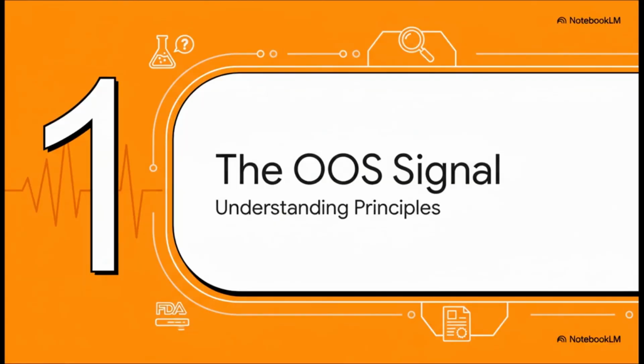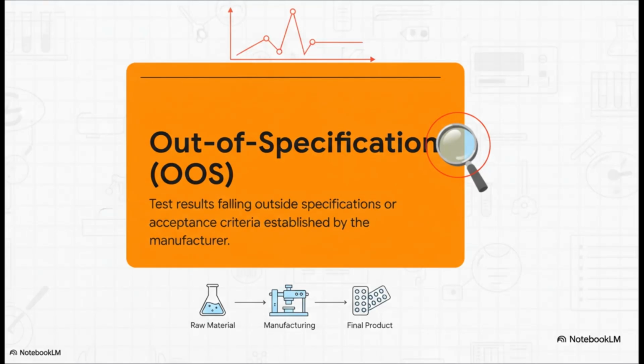Okay, first up, the OOS signal. Before we get into the how, we need to establish the what, and just as importantly, the why. It's all about having the right mindset from the very beginning. So, what exactly is an OOS result? Well, the guidance defines it really clearly. It's any test result that falls outside of those pre-established specifications or acceptance criteria.